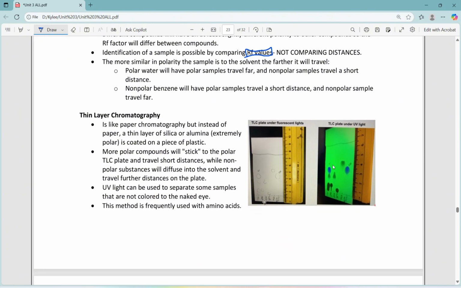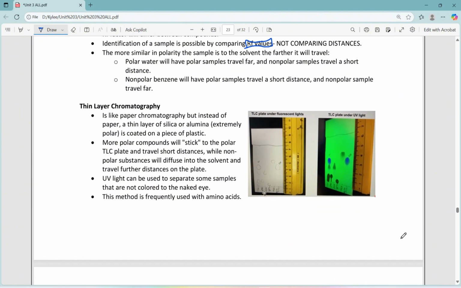Next is our thin layer chromatography. Thin layer chromatography is very similar to paper chromatography, except instead of filter paper, a thin layer of silica or alumina, which both are extremely polar, is coated on a piece of plastic, and that's what we use as our stationary phase. More polar compounds will stick to the TLC plate and travel shorter distances, while nonpolar substances will diffuse into the solvent and travel further.